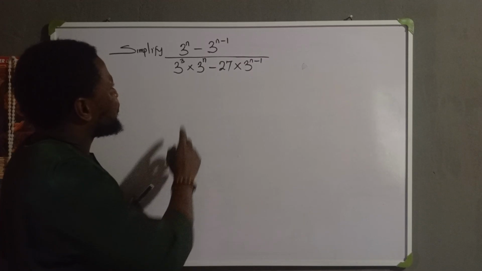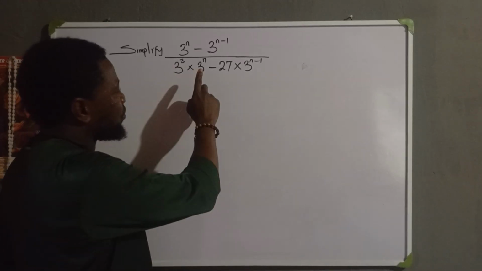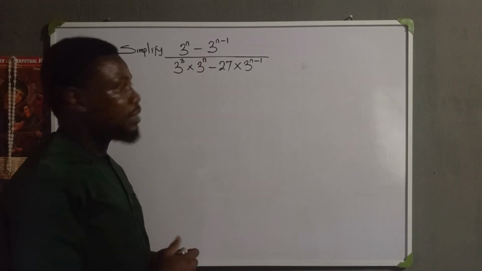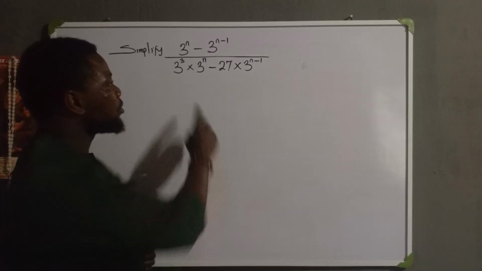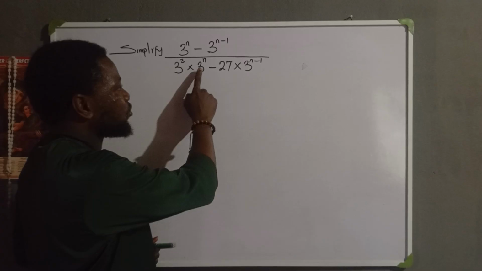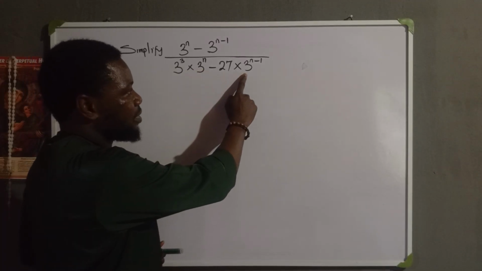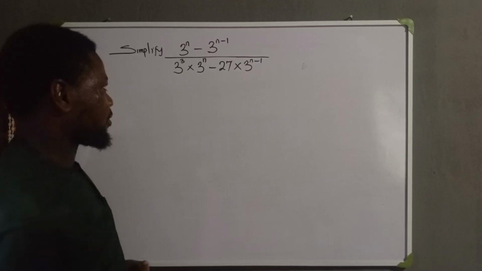We have (3^n − 3^(n−1)) divided by (3^3 × 3^n − 27 × 3^(n−1)).